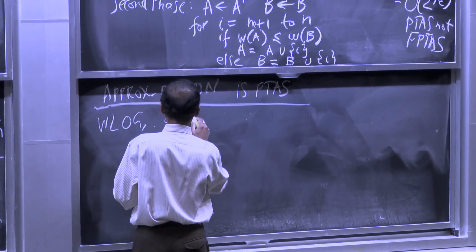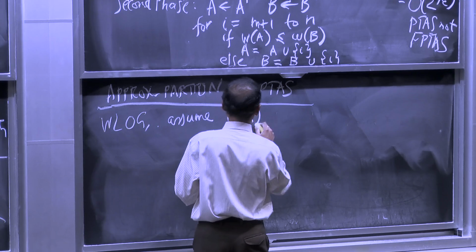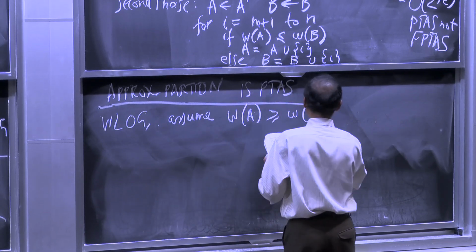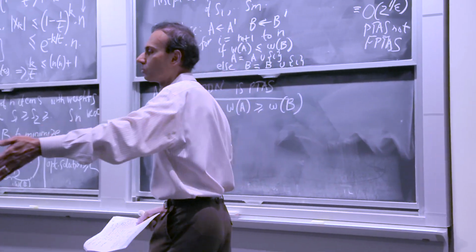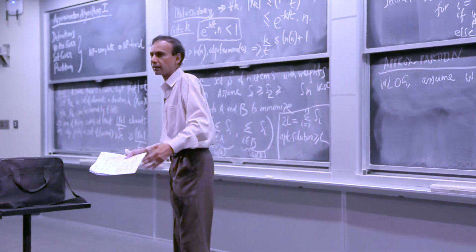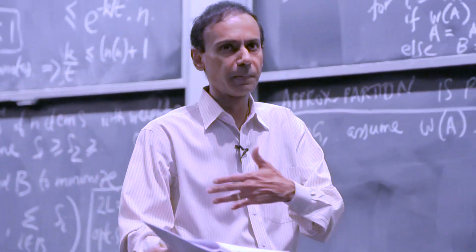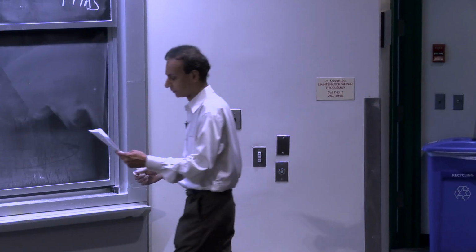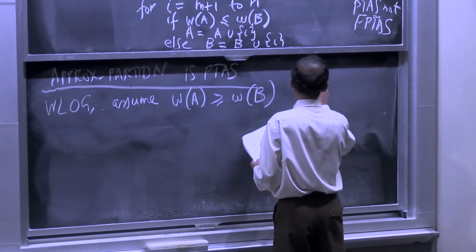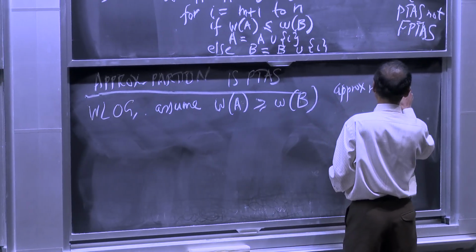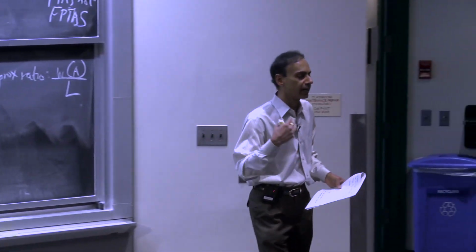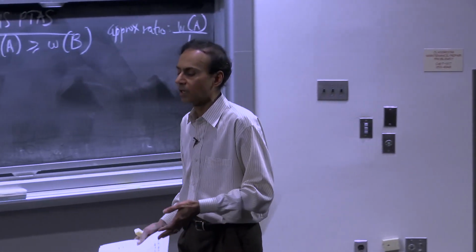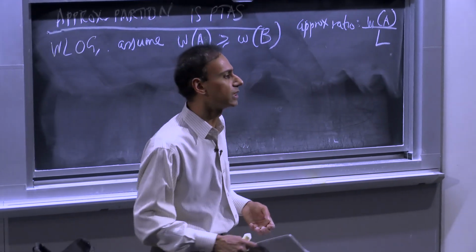Let's assume that WA is greater than or equal to WB to end with. I'm just marking at the end the one that was larger, that came out of the max, as A, without loss of generality, just to make things easier. I don't want to keep interchanging things. So our approximation ratio is WA divided by L. WA could at best be L if I got a perfect, perfectly balanced partition, but it could be a little bit more, and that's my approximation ratio.